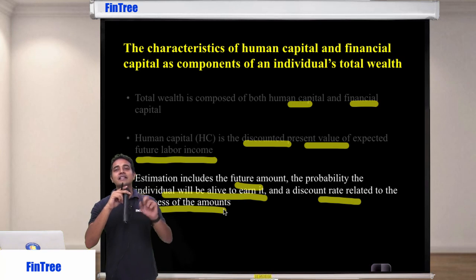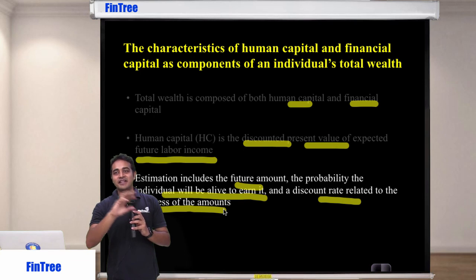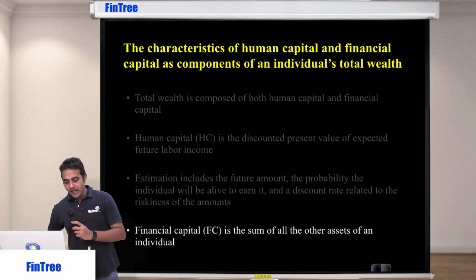So then if it's risky, use a higher discount rate to discount it backwards. But if you have, let's say, a government of Maharashtra job, or if you're an employee of Bank of Maharashtra, then it's a relatively stable job. So depending on the riskiness of the profession, you discount it backwards and then you have an estimate of the human capital. Are we okay with this? Financial capital is the sum of all other assets of an individual.